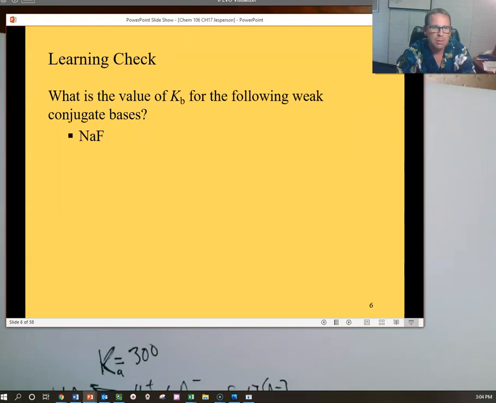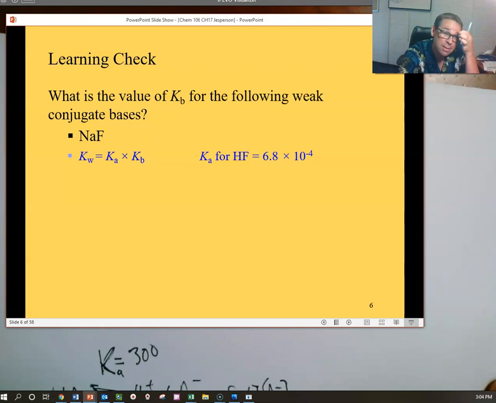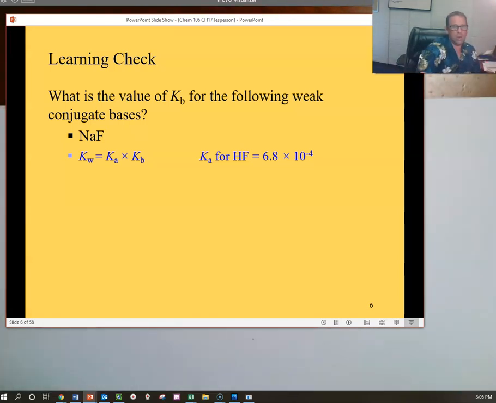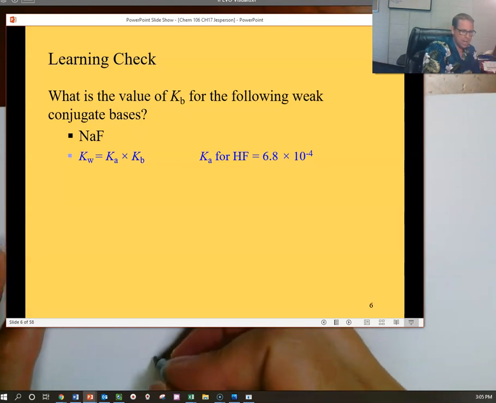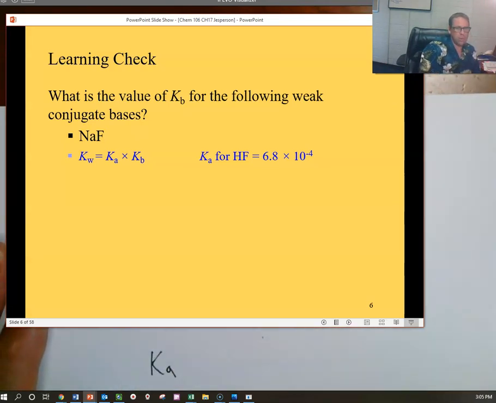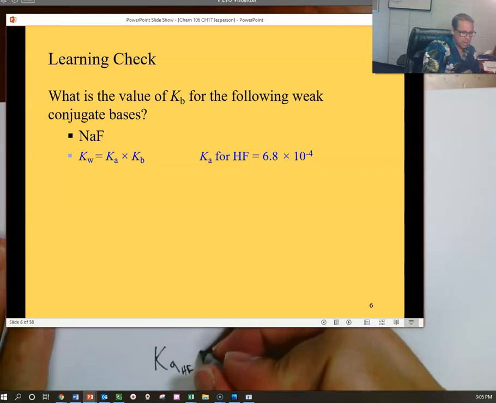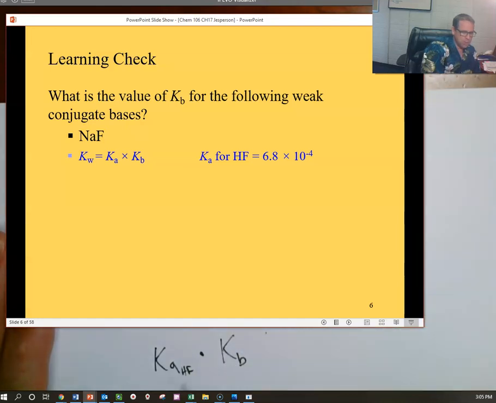So, what is the value of Kb for the following weak conjugate bases? All right, so here is sodium fluoride, and we're told that the Ka for hydrogen fluoride, the Ka for HF, is 6.8 times 10 to the minus 4. Well, we know that the Ka for the HF times the Kb for its conjugate base.